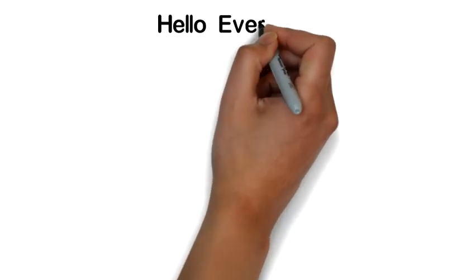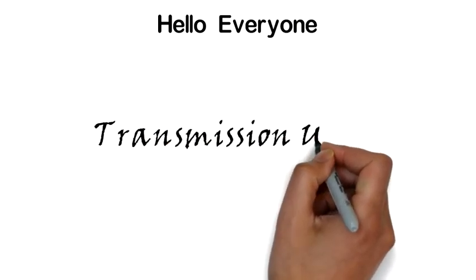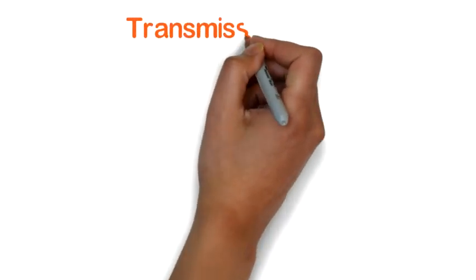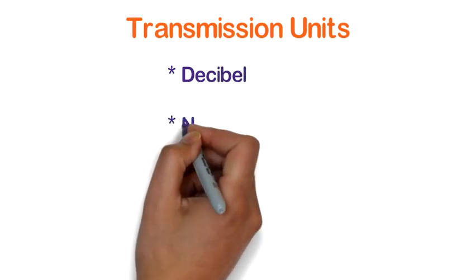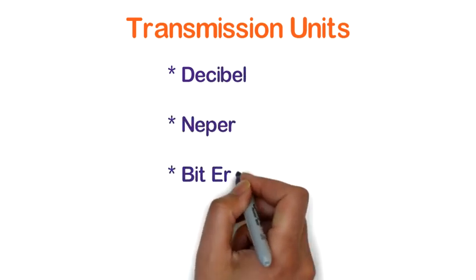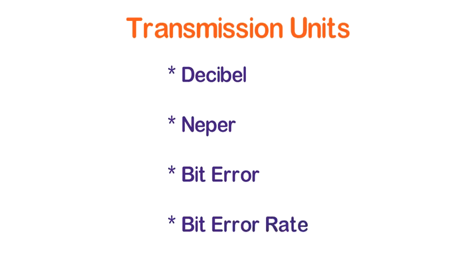Hello everyone, myself Ajit, and today's topic we are going to discuss is some telecom transmission units. In this session, we are going to discuss transmission units like dB or decibel, Napier, bit error and bit error rate. One by one we will discuss these transmission units.